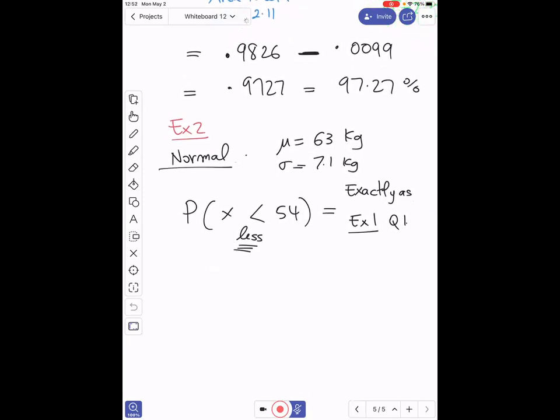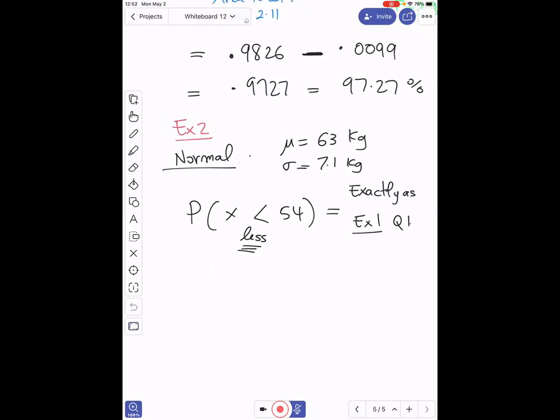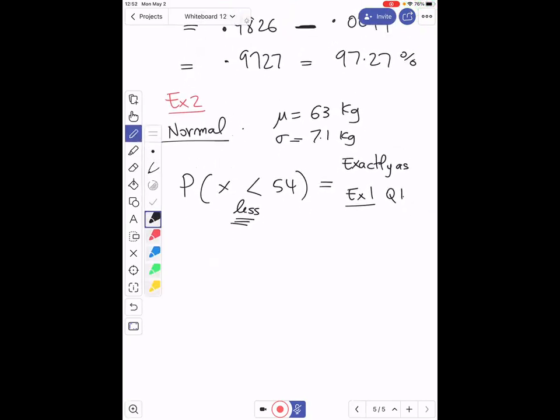Now, number 2. Here we see there is this n. When you see the letter n, that's the size of the sample. Park Rangers use the rule that the average weight of n equal to 50. So we have a sample of 50. So n is equal to 50.